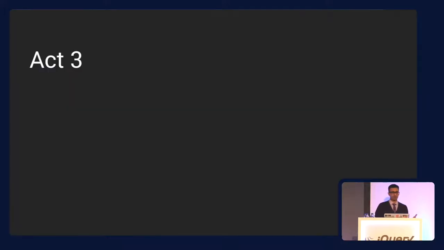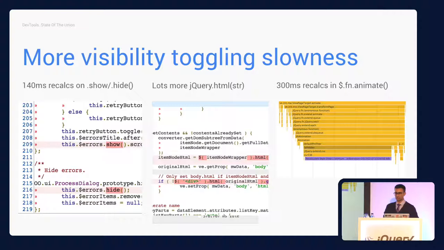Now, Act 3, I'm not really going to spend too much time on. It's more or less a mixed bag of some of the stuff that we saw before. Wikipedia had a pop-out widget that was causing a lot of recalc styles. Turns out that was because of show and hide usage. They had a lot more HTML method usage that should have been batched. And they had a big recalc style of 300 milliseconds. In their use of animate for animating visibility, they ended up switching that out for custom logic and just using CSS transitions.